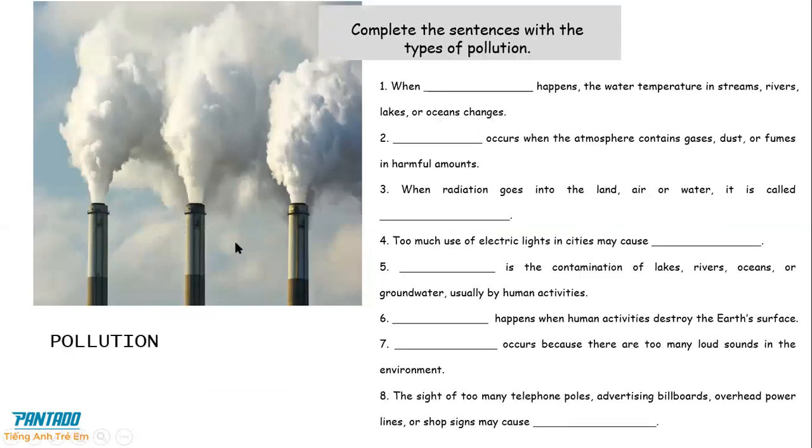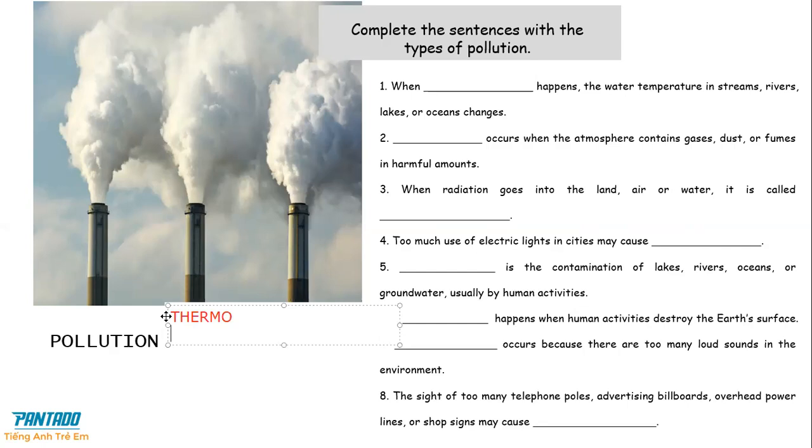Pollution. So we have numbers 1 to 8, and you can see it has underlines again. So complete the sentences with the types of pollution. Are you okay with just reading this, or do you want to write your answer? I can read this. Yes, okay, let's start. One, when thermal pollution happens, the water temperatures in streams, rivers, lakes, or oceans change.